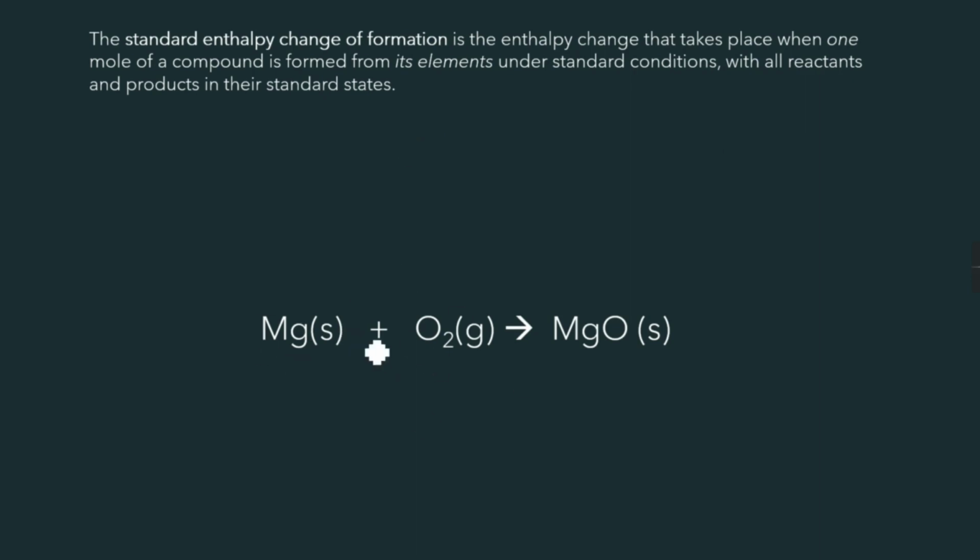Let's use this example again of magnesium and oxygen forming magnesium oxide. Let's think about the definition. We're saying we're forming 1 mole of a compound from its elements. So that means we can only form a mole of magnesium oxide. So we need to balance it so that only 1 mole is formed, right?